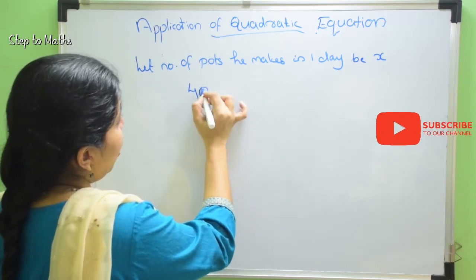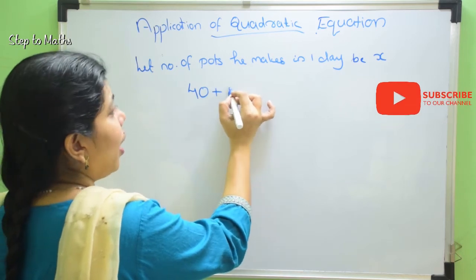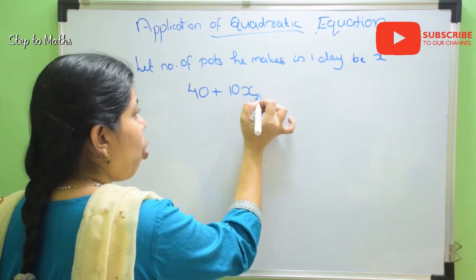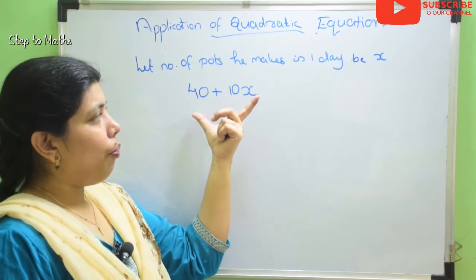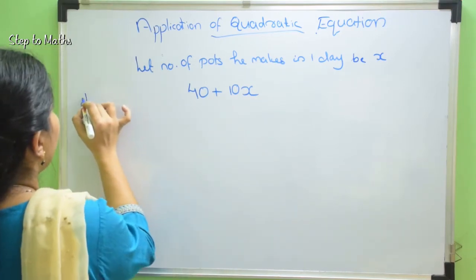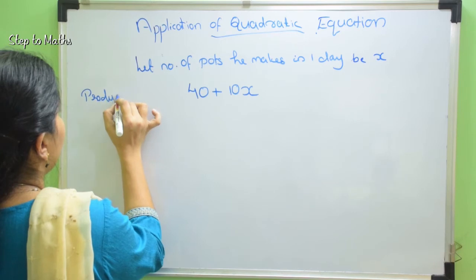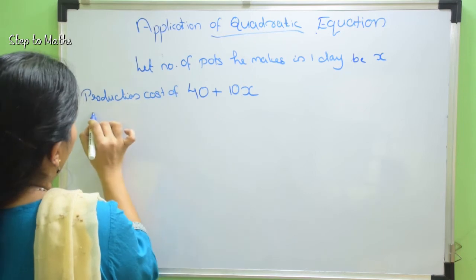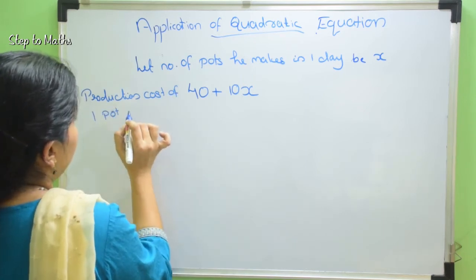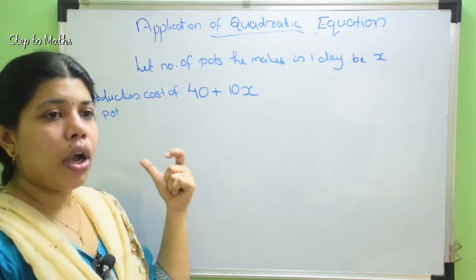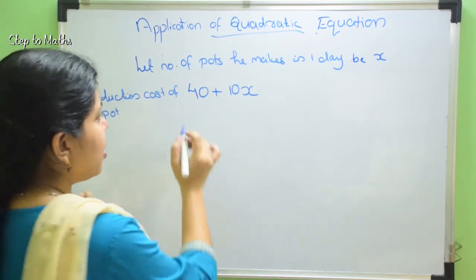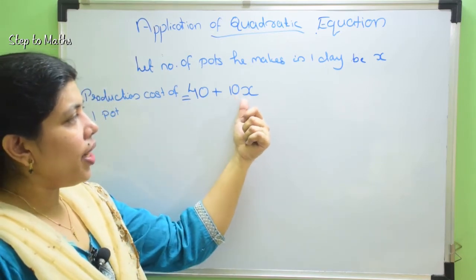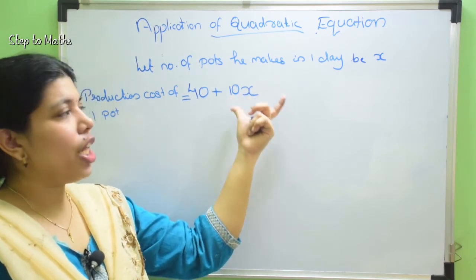Rupees 40 more than 10 times the number of pots he makes per day. That is the production cost. Production cost of one pot is rupees 40 more than 10 times the number of pots he makes.